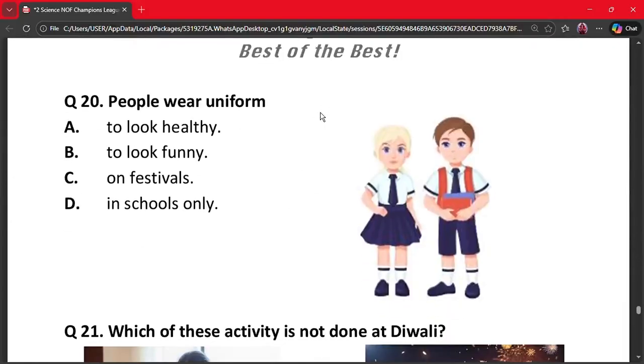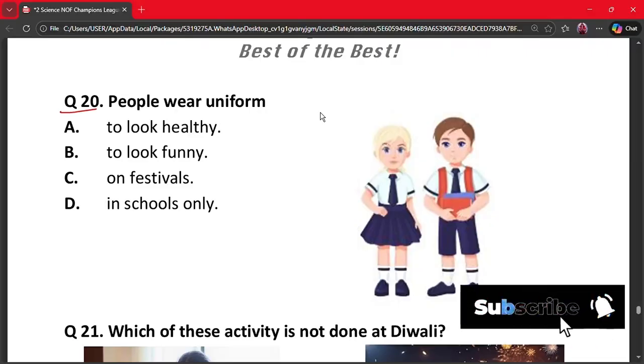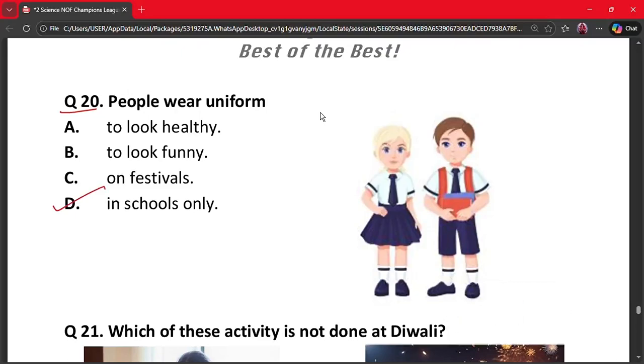Next question is question number 20. People wear uniform A to look healthy, B to look funny, C on festivals, D in schools only. The correct answer is option D. Uniforms are commonly worn in schools to maintain discipline and equality. Therefore, option D is correct.